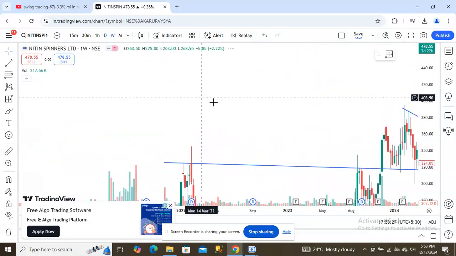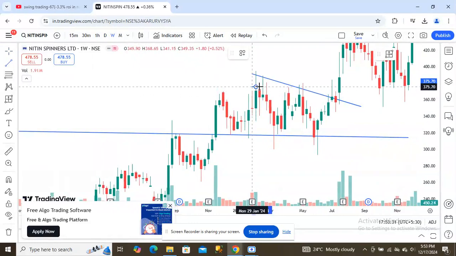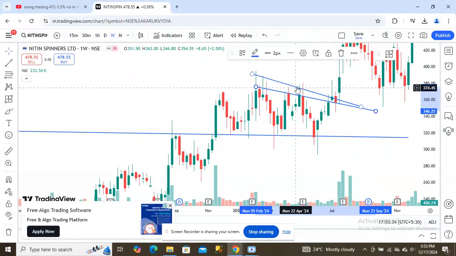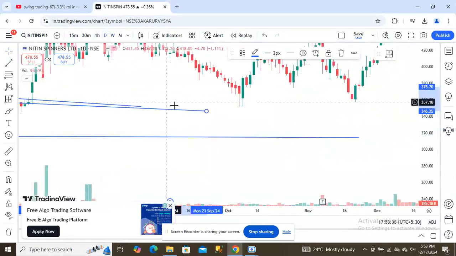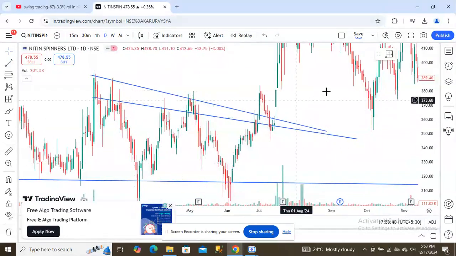I failed to draw the trend line in the weekly time frame. You must draw the trend line in the weekly time frame also. With the weekly time frame trend line and the daily time frame trend line, we will get clarity on where the weekly closes happen.